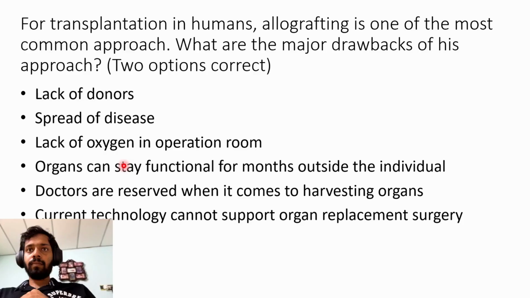A spread of disease. Yeah, correct. So spread of disease is another major drawback when it comes to allografting. It's a major concern when it comes to any allogenic transplantations or transfusions, right? If you know the famous Bayer case, they essentially gave HIV infected blood to people suffering with hemophilia. So that's one issue of spread of diseases. So lack of donors and spread of diseases are the major drawbacks of allografting.